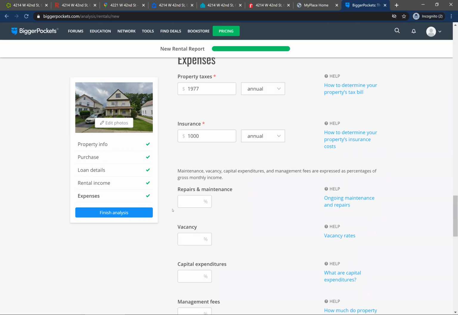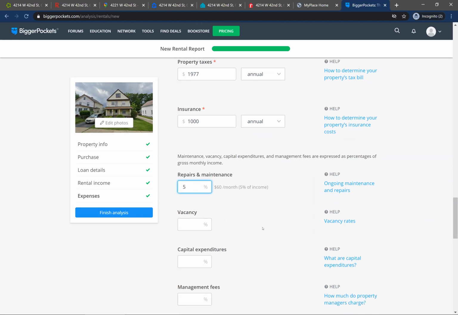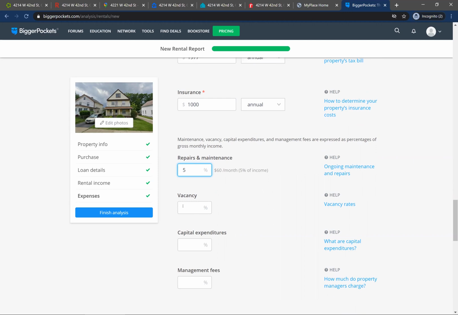For repair and maintenance, there is a rule of thumb you can use. Normally it takes 5% of the cost. The vacancy adjustment will be around 4 to 5%. I normally put 5%. For capital expenditure, I normally put 5%. And for the management fee, if you want the property to be managed by a property management company, they normally charge 10%.